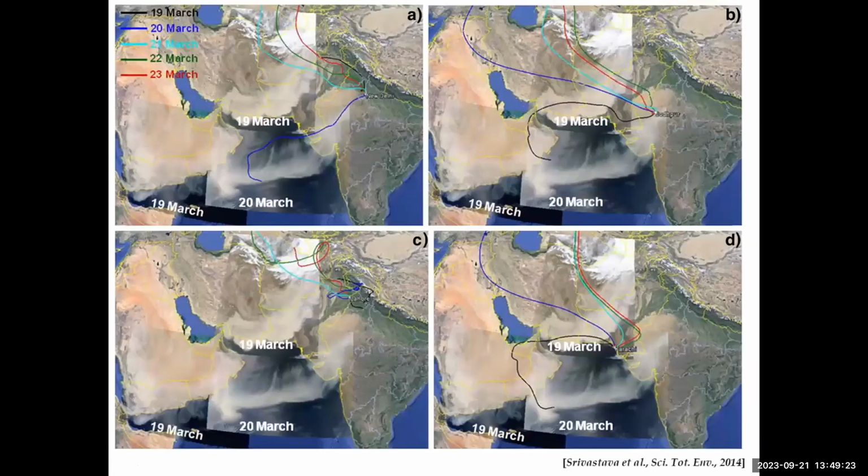Now this is another example of dust transport, which occurred over the urban region and then impacted the northern part of India and also Pakistan, and also the Himalayan foothills at different time periods.